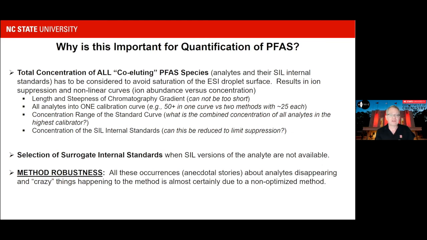And so we really just need one calibration curve where we break it into two. How steep can we make our chromatographic gradient, things like that. And then how do we choose the appropriate surrogate internal standard when we don't have a stable isotope labeled version available? There's a lot of stuff in the PFAS literature where people talk about method robustness, so these occurrences where analytes just disappear, and they have no idea why.